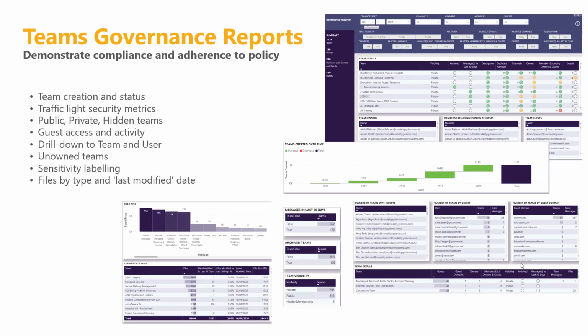On the governance side, it's more about team creation and status, things like public, private, hidden teams, ownerships, memberships, guest access, and giving simple traffic light metrics to understand, are you in compliance with your rules or does something need to be changed? Again, automation can be used here to reinforce best practices with your users.